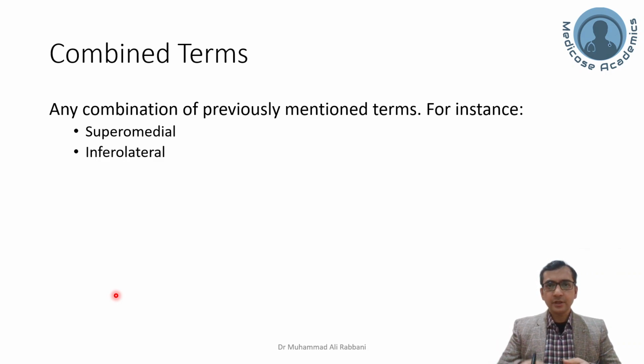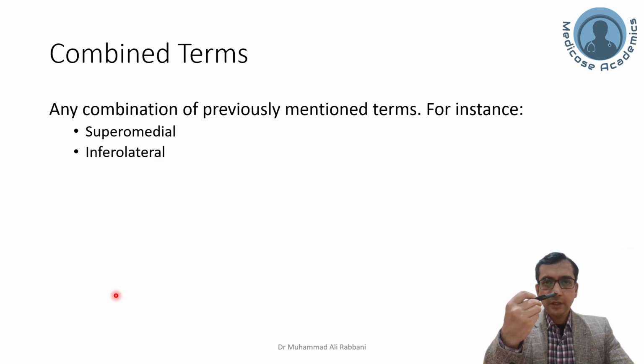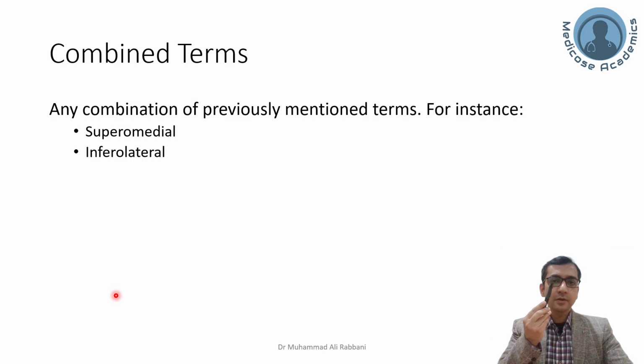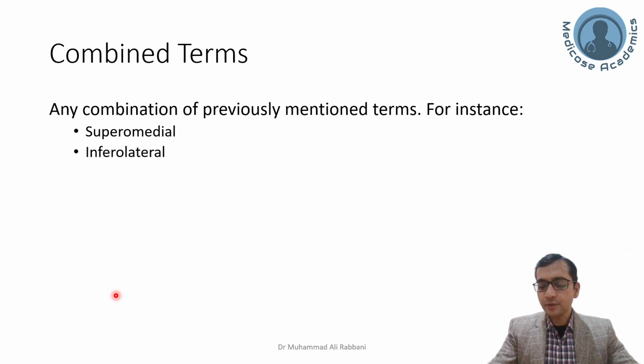Anterolateral, anterosuperior, superolateral. For example, if you give a relation of eye to the nose, eyes are placed superolateral to the tip of the nose. Ears are placed posterolateral to the eyes. So a combination of the terms can be used. You can make any combination out of these pairs.